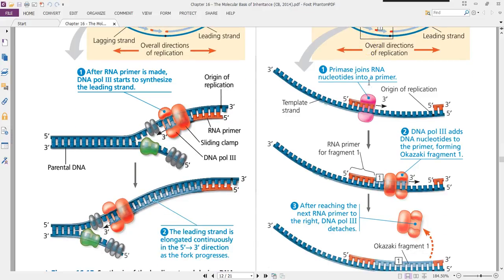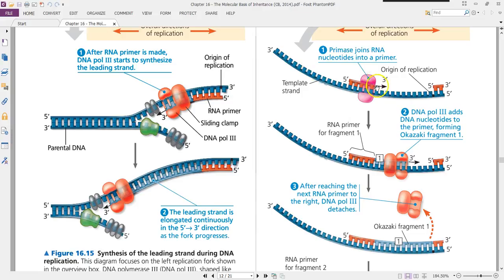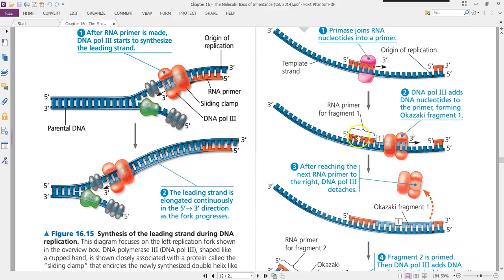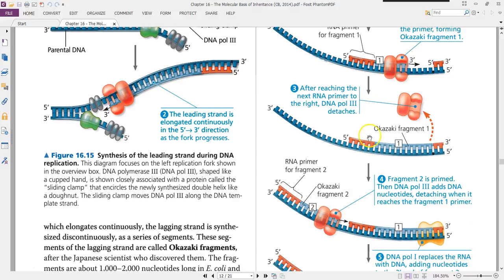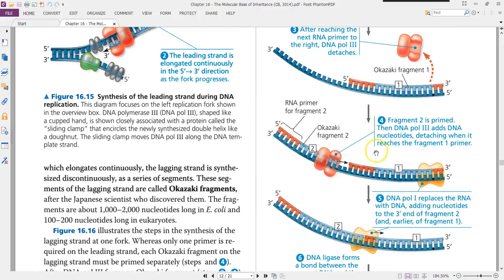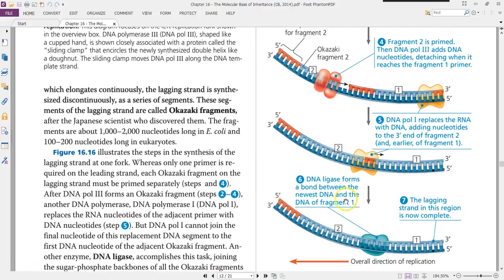So at the end of the entire process, once all the DNA has been made, we need to get rid of those RNA primers, because RNA is not DNA, and obviously we're trying to make DNA molecules. So something called DNA polymerase 1, which is a completely different kind of DNA polymerase, takes out the RNA primers and replaces them with DNA. And then we have another enzyme called DNA ligase, which comes along and links all those little fragments of DNA together on the lagging strand to make a complete continuous DNA strand.